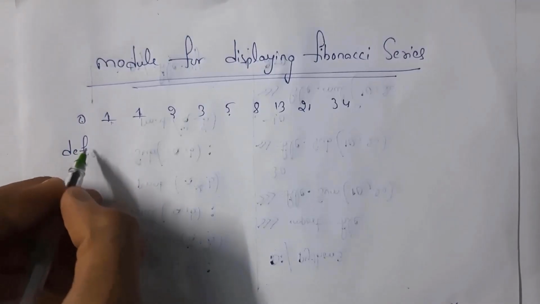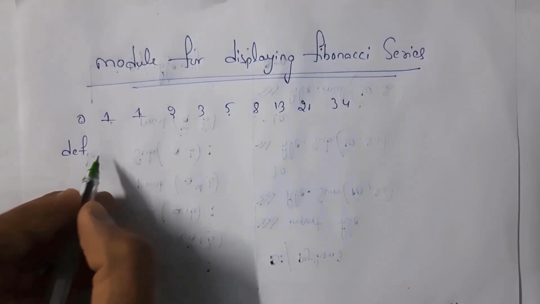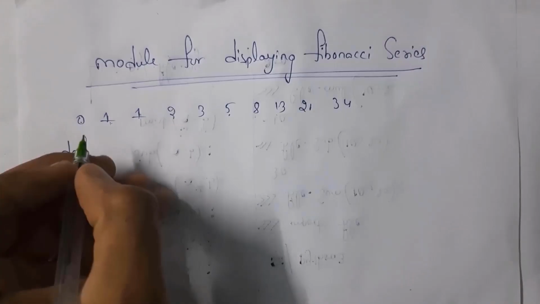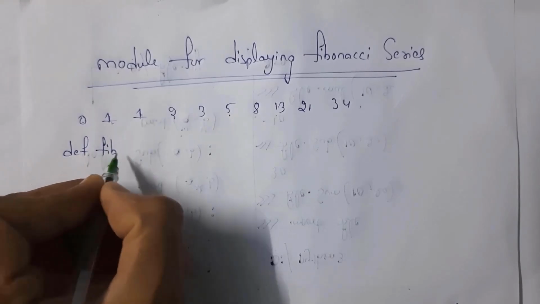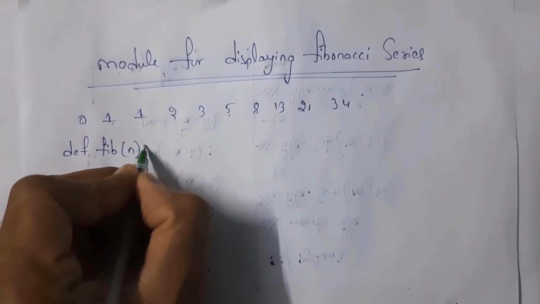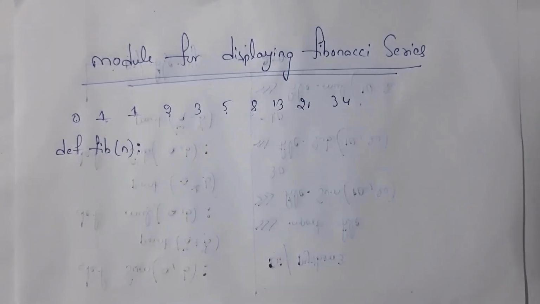Now we will create the module. So at first I wrote def to define a function. You can give any name to your function. Here I want to find the Fibonacci series, so I gave the function name as fib, and I wrote here n. N is nothing but a value: how many times you want to print.